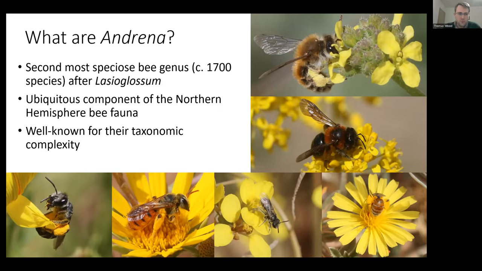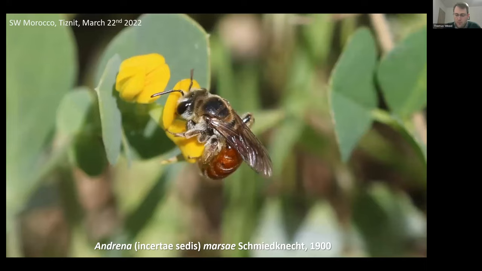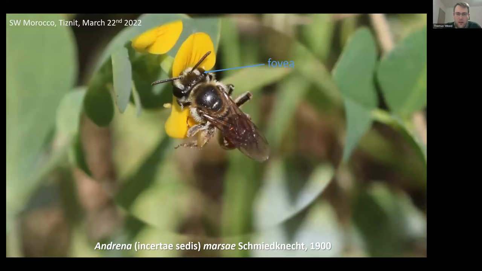For those of you who are not familiar with Andrena, females are generally easy to recognize because they have these very conspicuous foveae, these little pits or channels adjacent to the compound eyes that are usually filled with bright hairs. So it's very easy to recognize the genus, but recognizing individual species, of course, is more challenging.